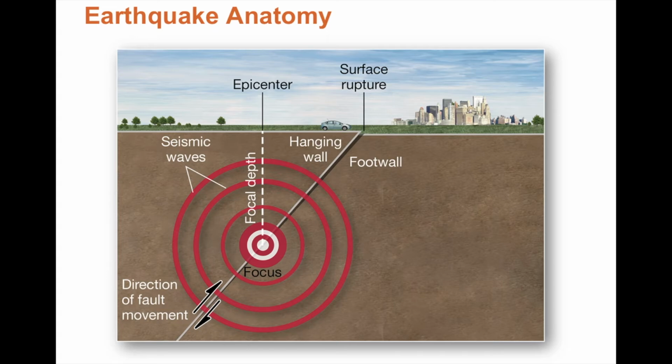So when we look at the earthquake anatomy, here's the focus, here's the fault line, and you have a hanging wall and a footwall. When these slip against each other, it creates these seismic waves. Directly above the focus is the epicenter on the surface of the earth. Most earthquakes are going to be down in the ground along the fault line, and the epicenter is directly above it.